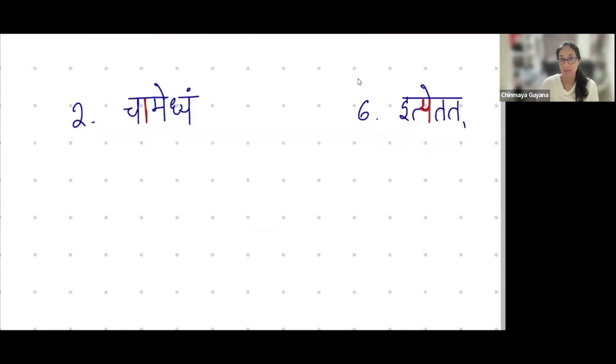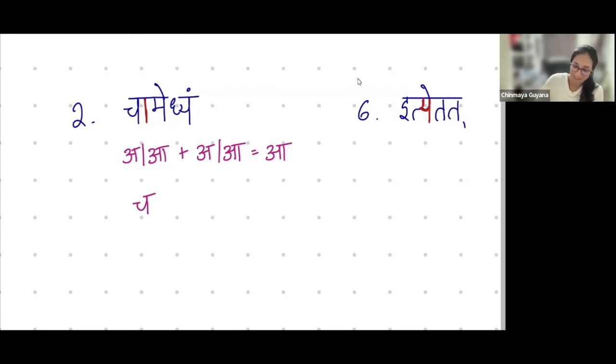Next. Chamedhyam. Chamedhyam comes from a or a plus a or a equals a. And the word is cha. If you wrote cha, that's wrong. We've done cha like 100 times. Everyone should have gotten cha correct. You had to write cha. And then amedhyam. Amedhyam. If you wrote a, that's fine. Just correct it.